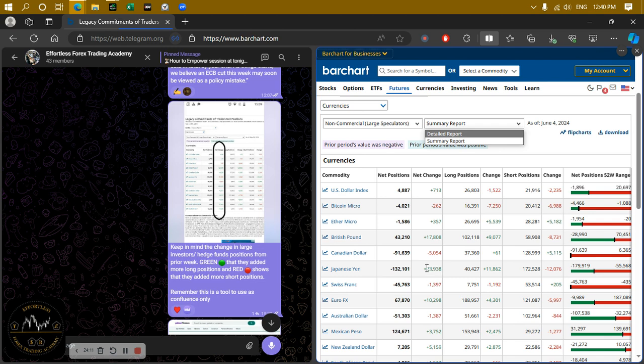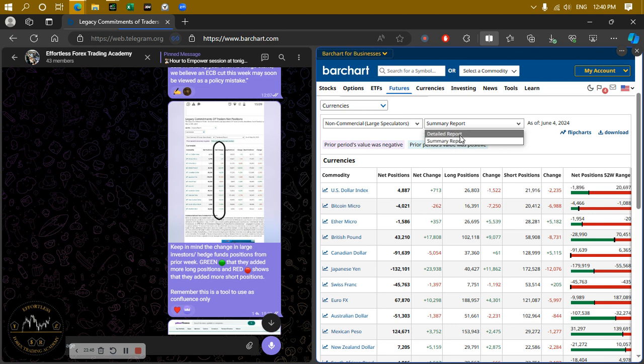So that means that the likelihood of us actually seeing weakness or strong weakness of the Japanese yen is less because they added more long positions on the Japanese yen. Whether that was profit taking or whatever, profit taking of the sell positions, in essence, they added more long positions, right? Because obviously if they close short positions, then the Japanese yen will rebound higher a bit, right? So that is just how we view it.